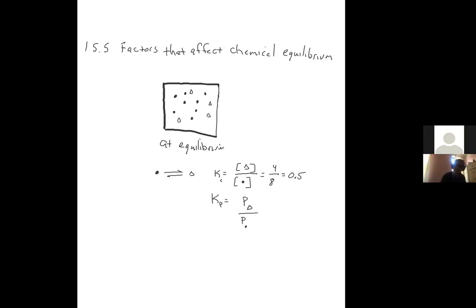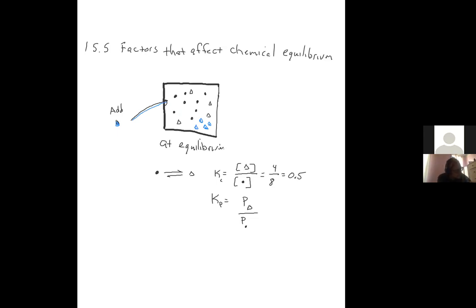Now, we could do a little experiment where we add some triangles, some of the product. Let me make this a different color so you can see the ones I'm adding. I'll make this one blue. So imagine I add some additional triangles. And you ask yourself the question, are we still at equilibrium? And the answer is no, we're not at equilibrium.